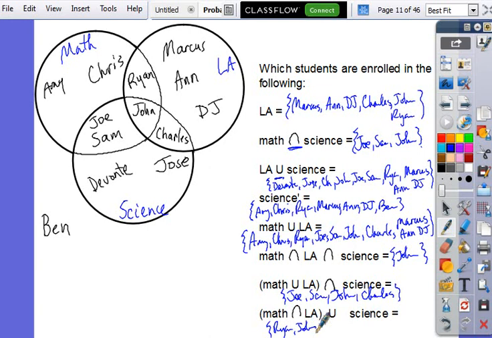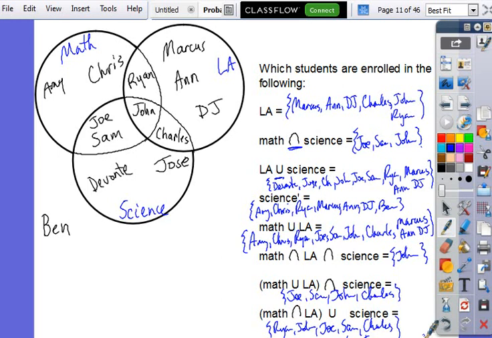So it can be that group or science. So I can use these two guys or the science people. So I did Ryan and John. Now I can do Joe, Sam, Charles, Devontae, and Jose, because that "or" tells me either one of those has to work.